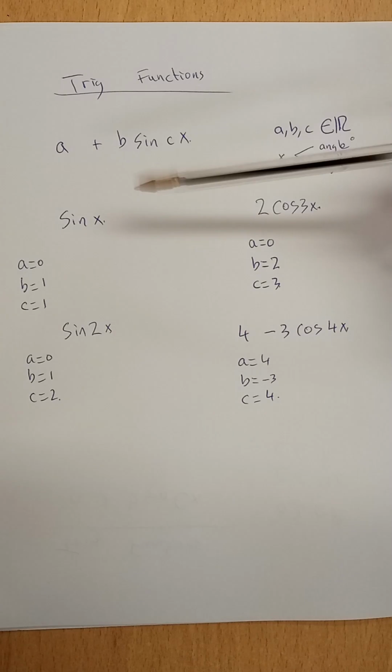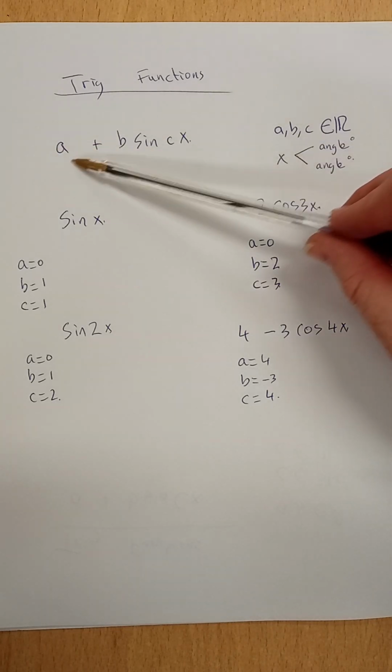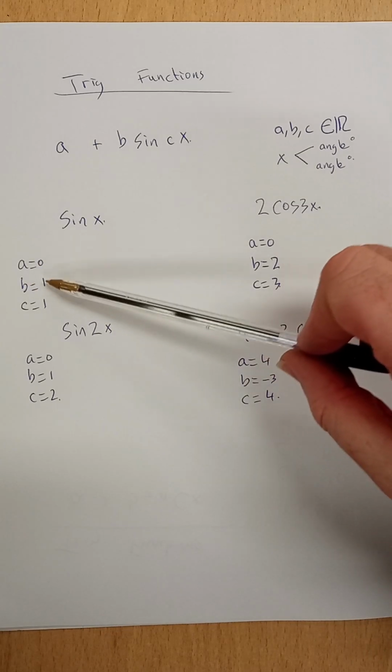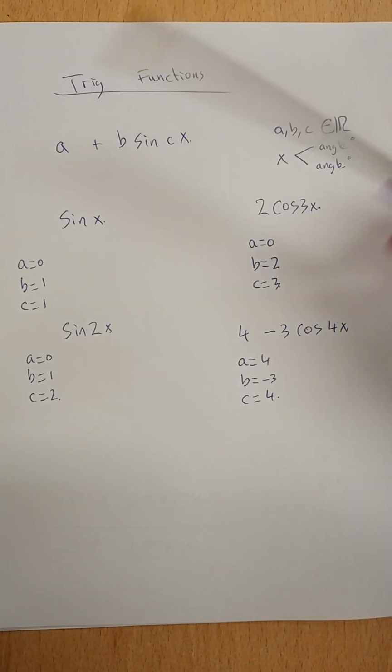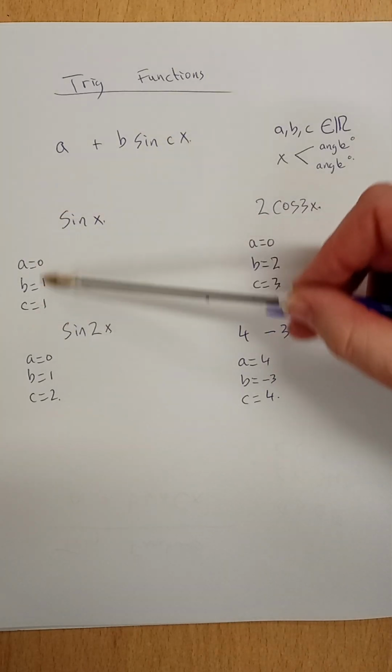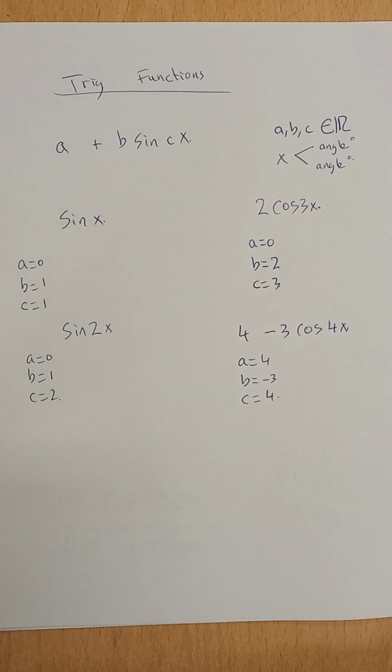As it gets more complicated, you will have definite numbers for all three, a, b, and c. But in its simplest form, a will always be 0, b will always be 1, c will always be 1, because there's no other numbers visible. When there's no other numbers visible, that's the assumption you make. Okay, so I'm going to show you what happens when we draw these.